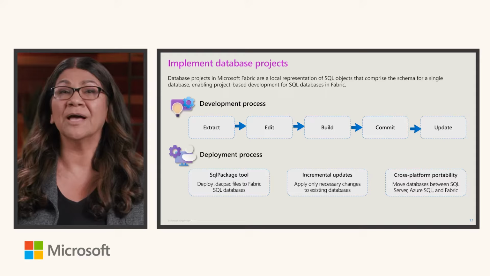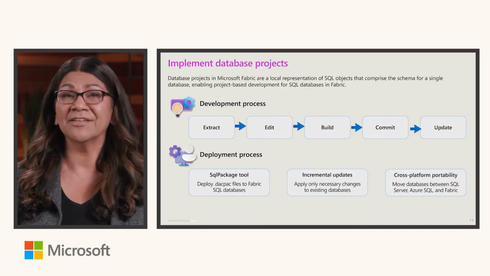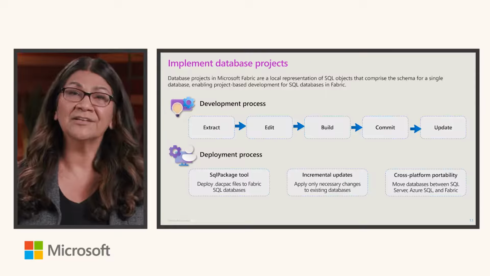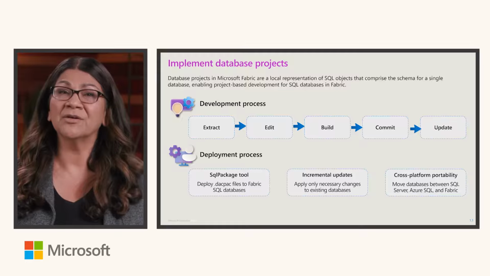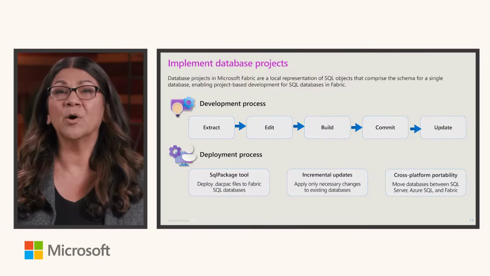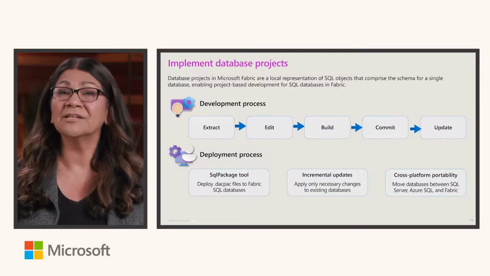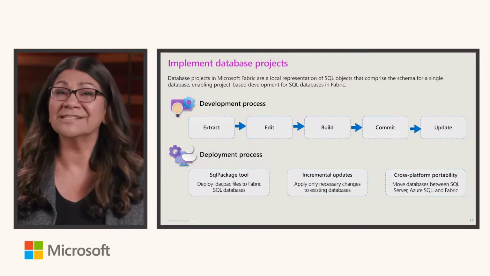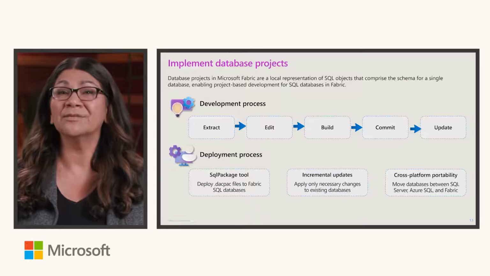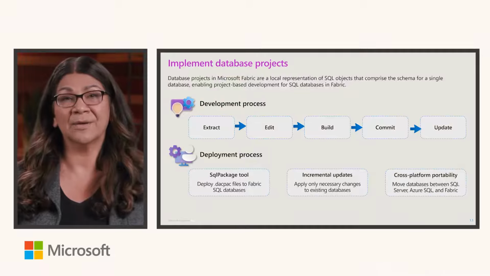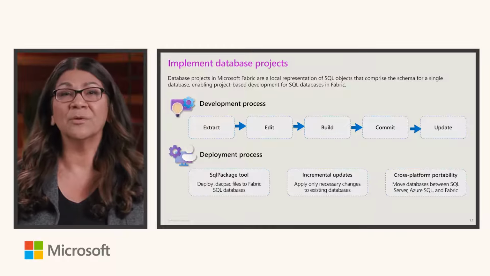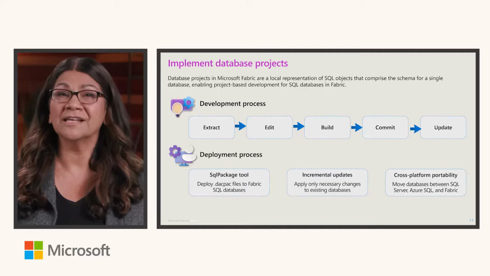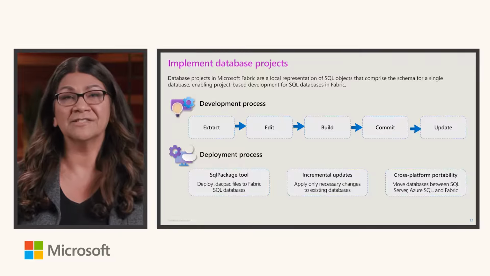The workflow starts by extracting SQL objects from an existing Fabric database, then editing and validating them locally. Once your changes are ready, you build the project to generate a .dacpac file, which is a portable schema definition. Committing your changes to source control ensures traceability and collaboration, and when it's time to update the database, you deploy the .dacpac using the SqlPackage tool. The exam will expect you to know that this deployment process is incremental. Only the necessary changes are applied, not a full overwrite, making updates efficient and safe.